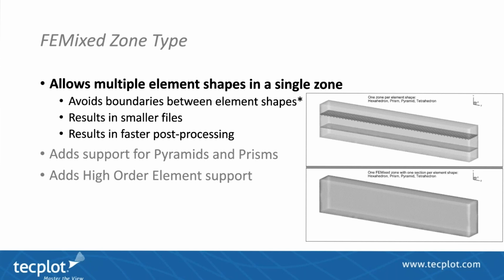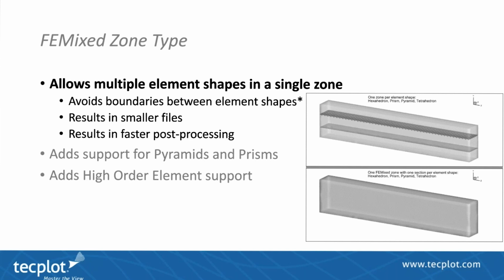What is the FEMixed zone type? Well, it does a couple things. In the past, we used to require that each zone have a single element type in an element shape. So we had only FE brick and FE tetrahedron. And if you had any finite element shapes other than FE tetrahedron, you had to use FE brick, and you would collapse the faces, or you could just write them as separate zones.